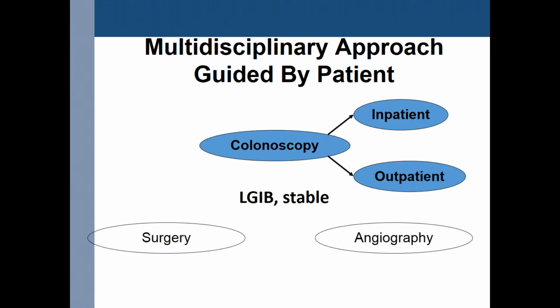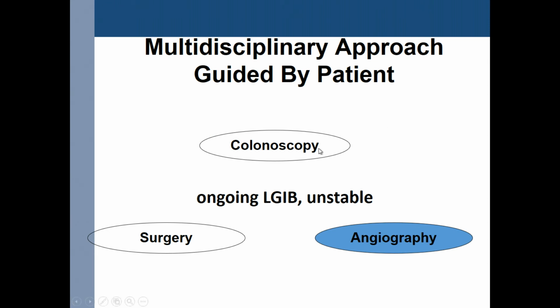So this multidisciplinary approach is guided by the patient. If they appear to be having lower GI bleed but are stable, the test of choice should be a colonoscopy. If they're truly stable with a stable hematocrit and they're reliable, they can even be discharged and brought back within the week to have an outpatient colonoscopy done. However, most patients would be admitted for an inpatient colonoscopy.